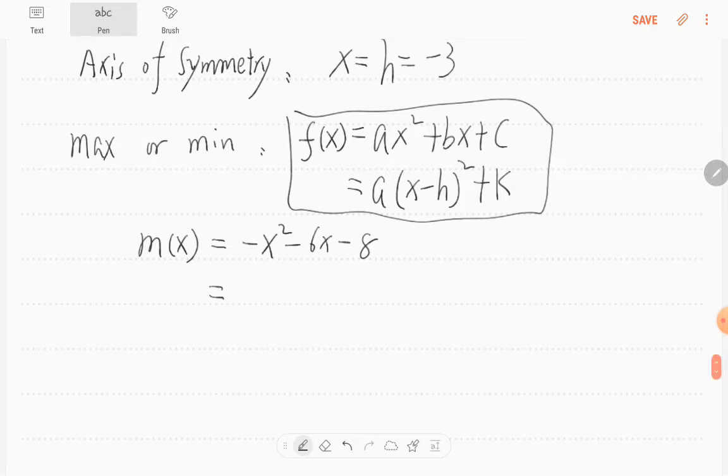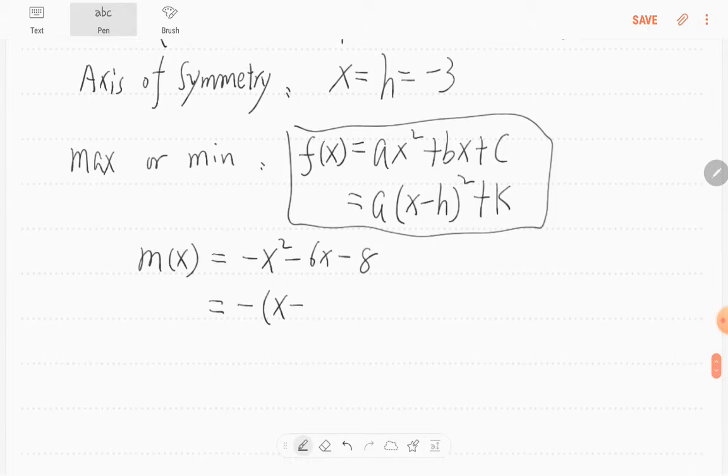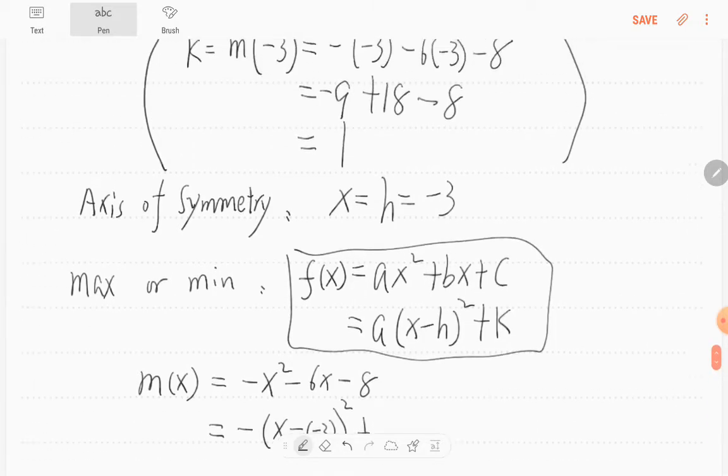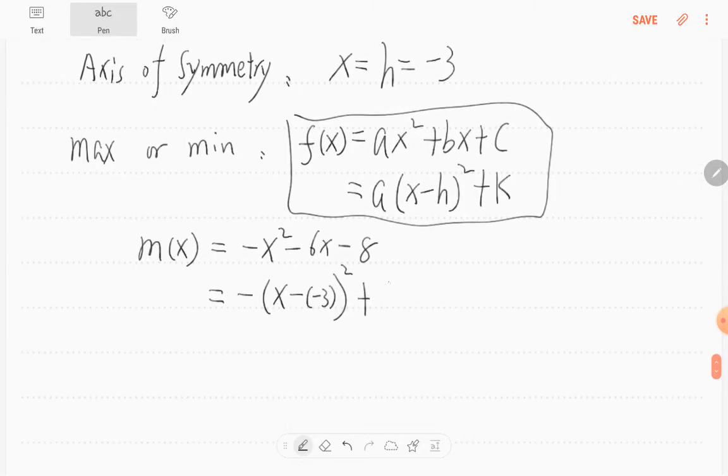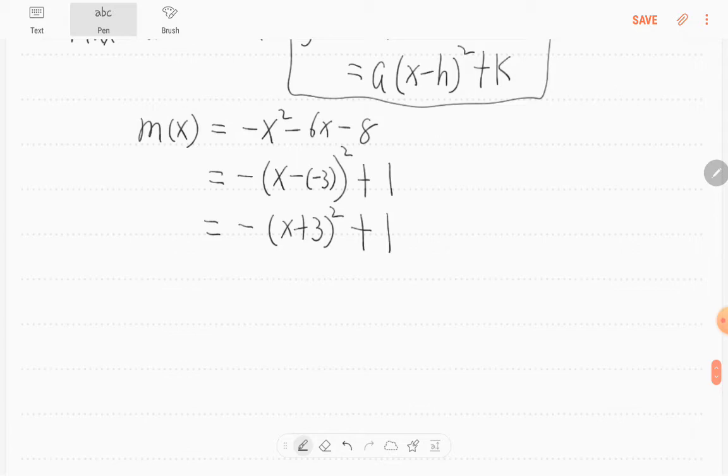So we find that h and k already. a equals negative 1, so it's negative x minus what? h is negative 3, then square, plus k. k equals what? k equals 1, so plus 1. So this would be negative x plus 3 squared plus 1. So you see this one, this is the vertex form, right?